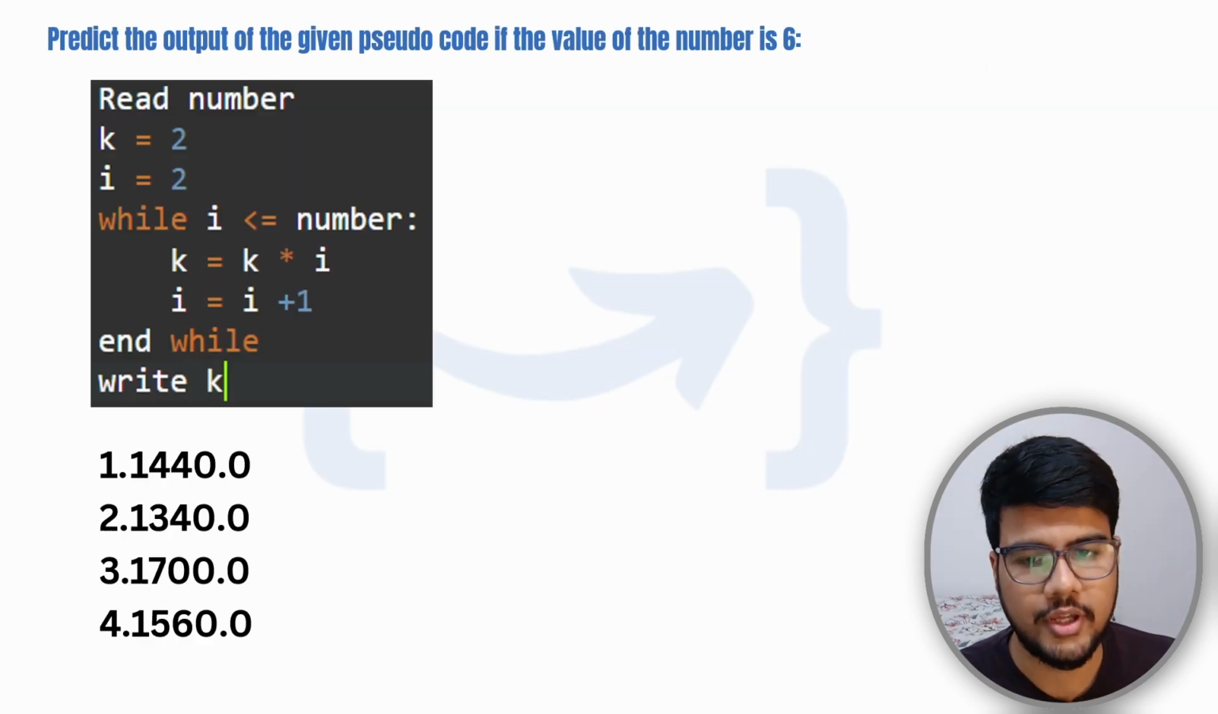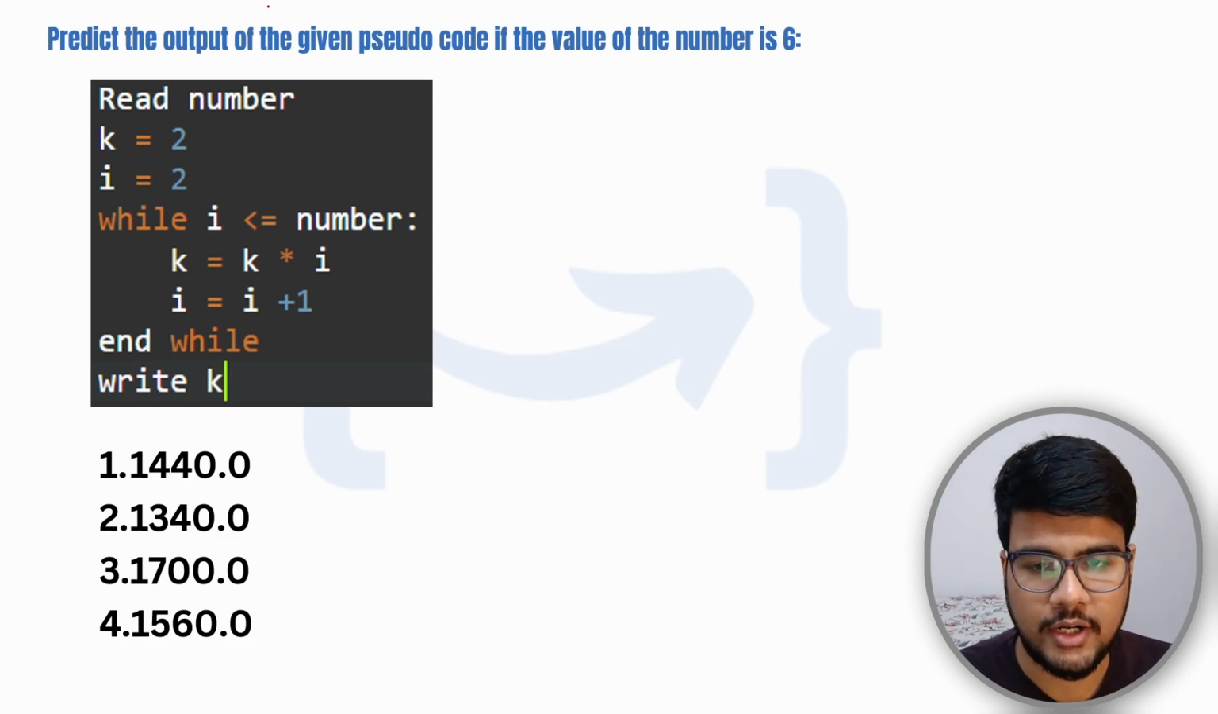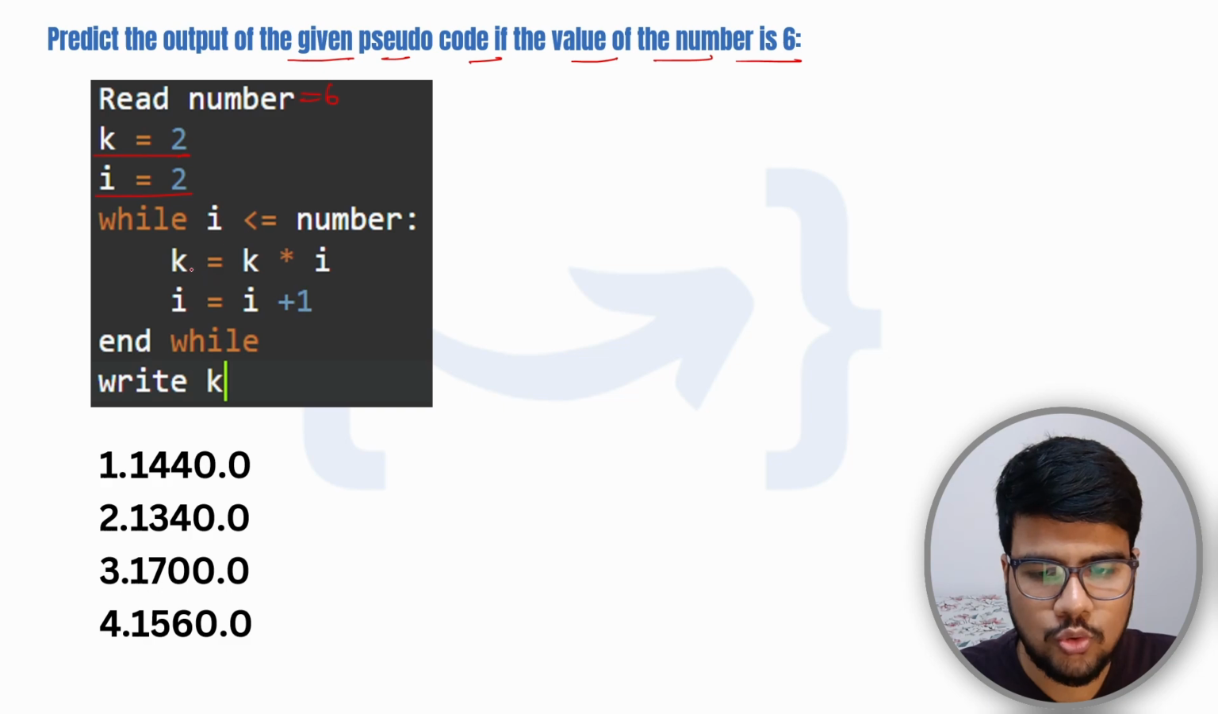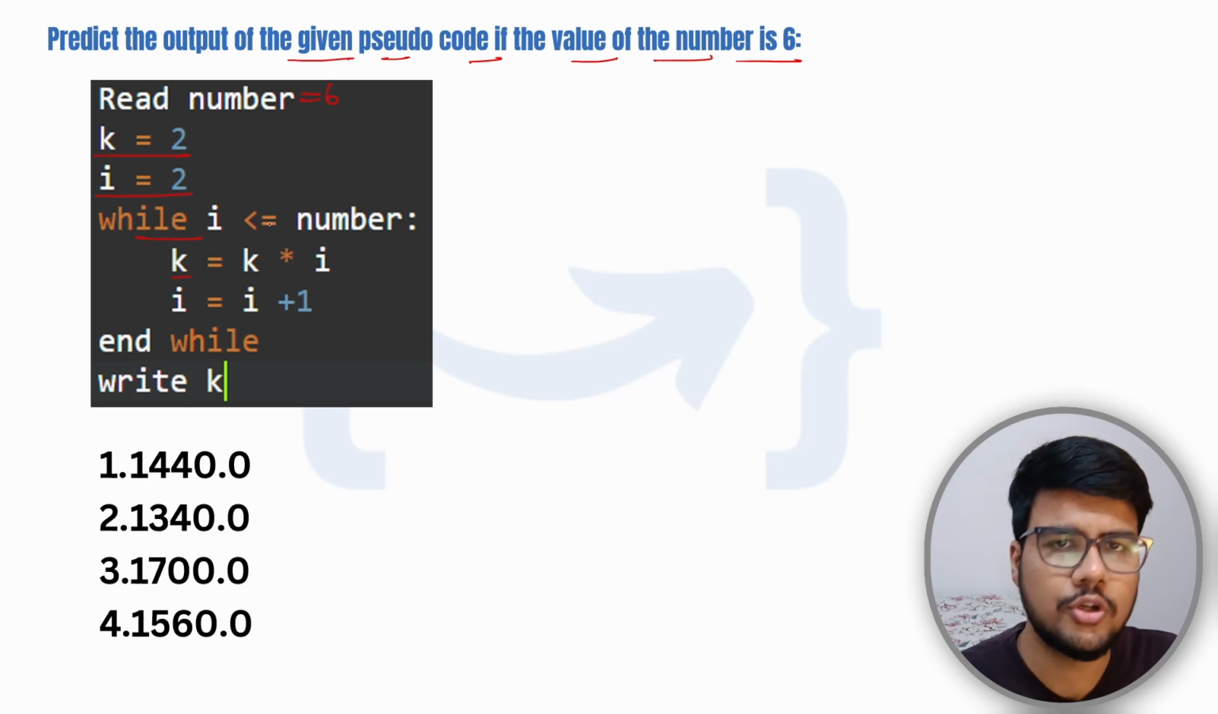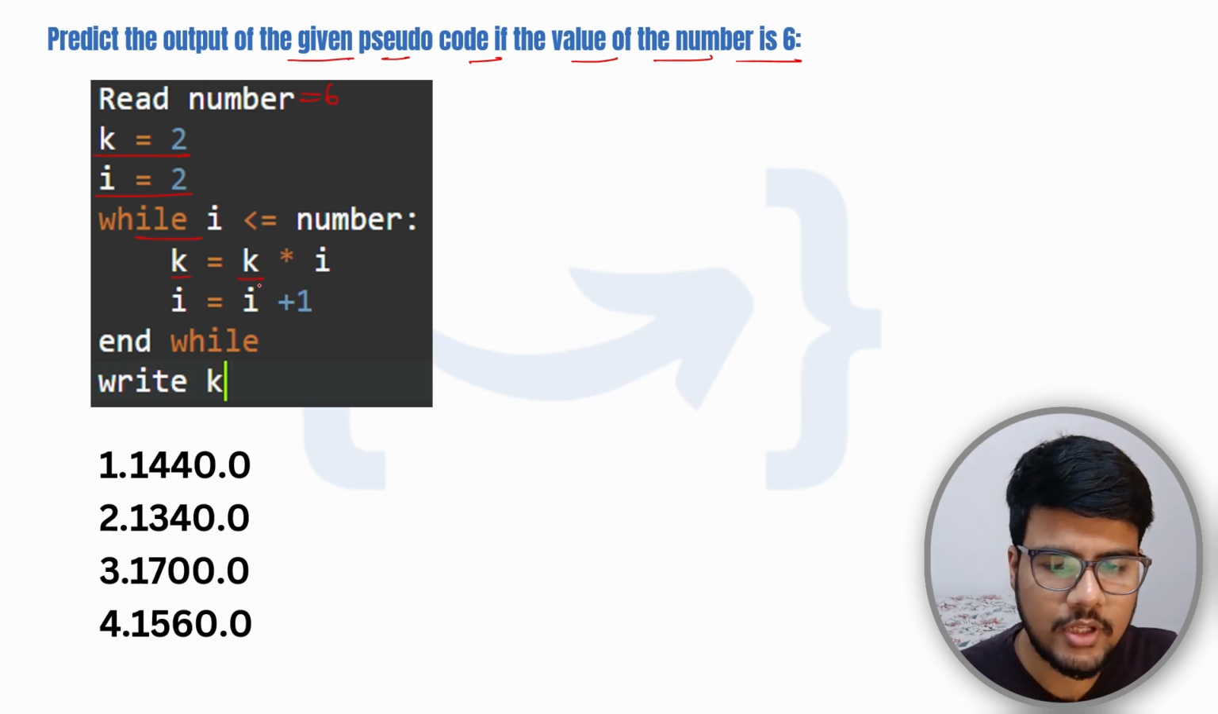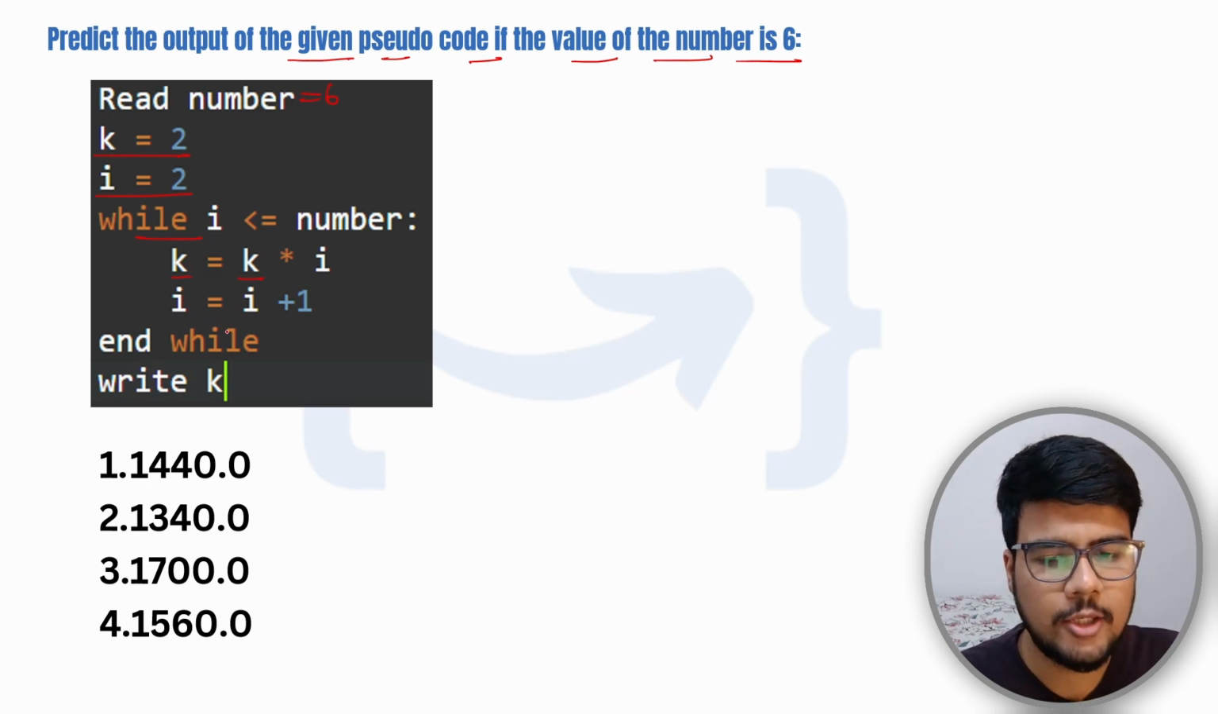Okay, so now let's talk about the output based problem, where you need to predict the output of the given pseudocode if the value of number is 6. So number is given to us, which is 6. So k is 2, i is 2, now while i is less than or equal to number, k. Okay, got it. So actually what you need to do is keep on multiplying k, initializing the k value, and keep on incrementing the i value until you fail this particular while condition.